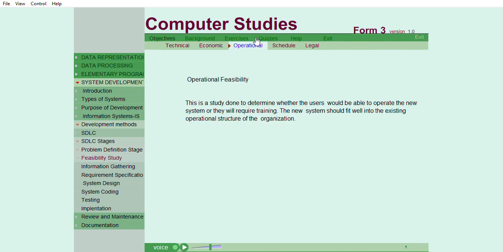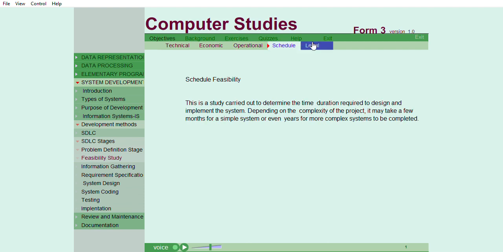Operational feasibility. This is a study done to determine whether the users would be able to operate the new system or they will require training. The new system should fit well into the existing operational structure of the organization.